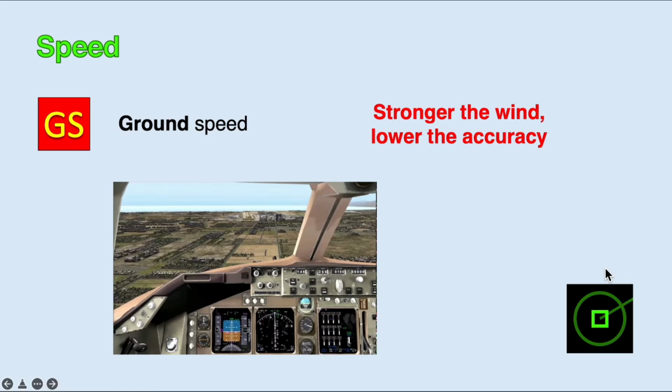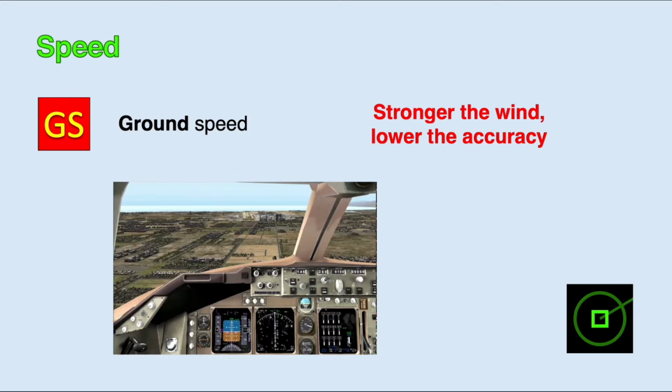And the third is the ground speed. Why do you have the true speed and the ground speed? Because one thing is basically the speed at which the plane is flying through the air, and then you have the speed at which the plane is flying in relation to the ground.